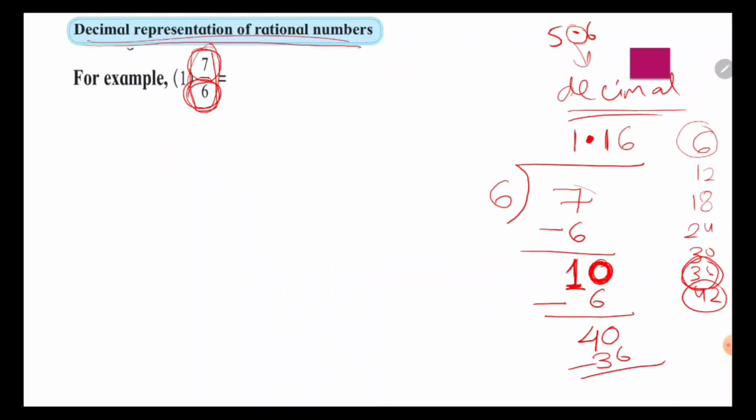Now again 40 minus 36 will be 4. Again I'll put a 0, and again I'll get a 6 over here. So this will continue. So what will be the answer of 7/6? The answer of 7/6 will be 1.16666 and so on. Only 6 will keep coming here.